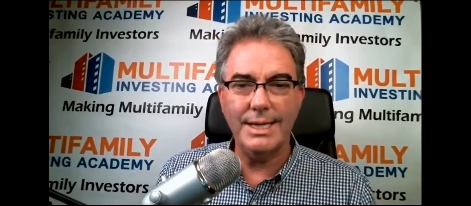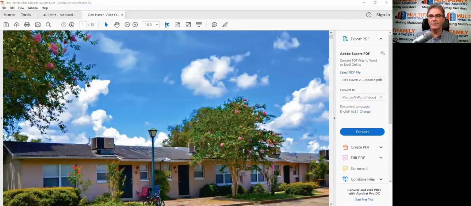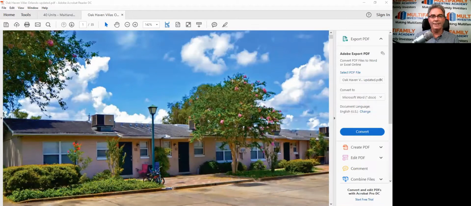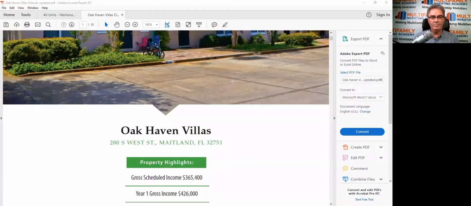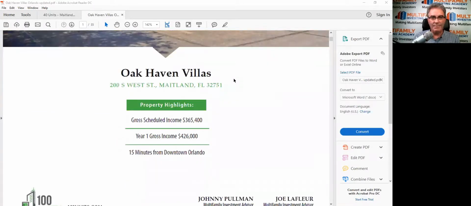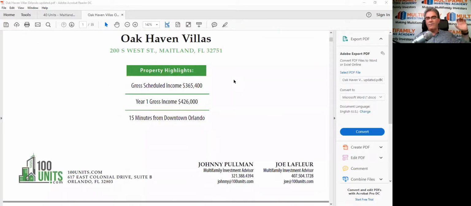So he finds this particular deal, and I'm going to switch my screen here right now so you can see it. Okay, so here's a property package from the broker. I'm just going to scroll down here and look at Oak Haven, property highlights. He tells us what the income is and what the year one income is. And my answer is, who cares? Who cares what the income is? It's meaningless. I want to know what the net operating income is, not what the gross scheduled income is. Okay, fine. We'll let the guy go off and do his thing.